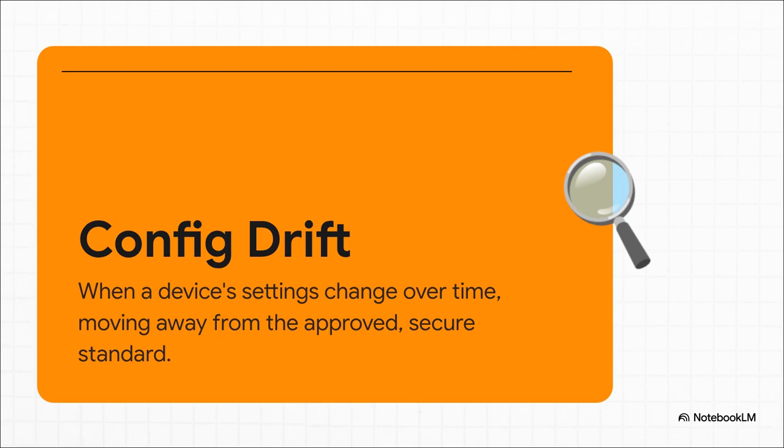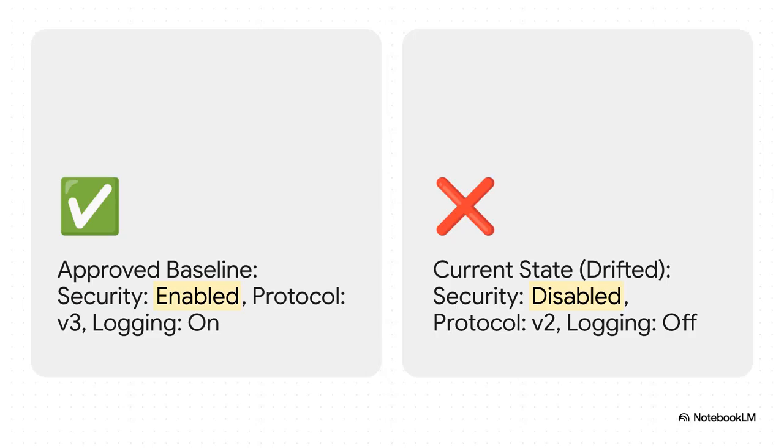One of the sneakiest threats here is something called config drift. It happens all the time. A manual change gets made here, a software update fails over there, and slowly a device's configuration just drifts away from the secure, stable baseline it's supposed to have. And the consequences can be pretty severe. An approved device might start out with all the right settings, but after a few unmonitored changes, that same device could have its security turned off, be using an old insecure protocol, and have logging disabled. That is a security breach and a network outage just waiting to happen.